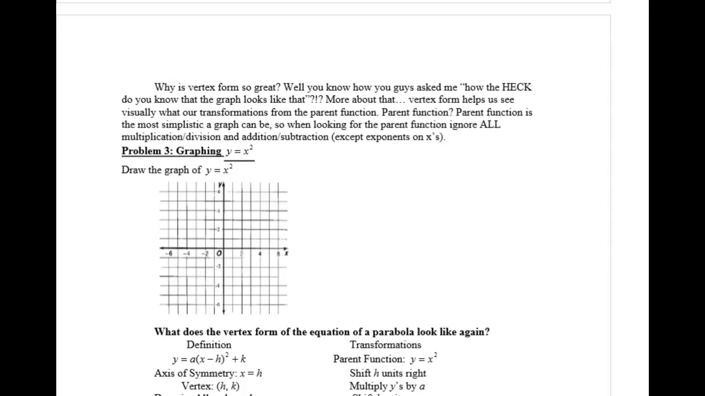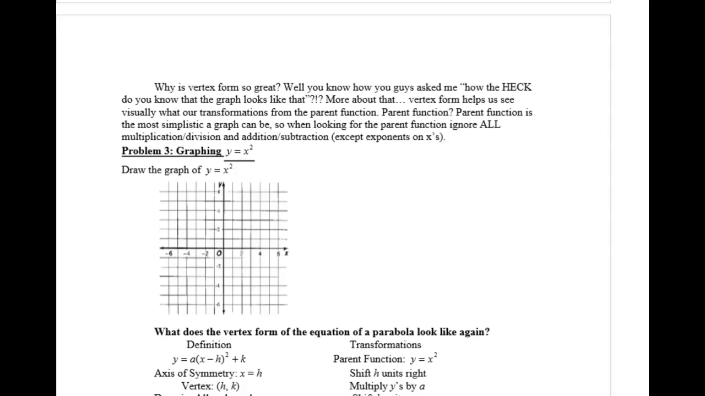What the heck is a parent function? A parent function is the most simplistic a graph can be. So when we're looking at a parent function, we ignore all multiplication, all division, all subtraction, and all addition, except exponents on your axis. Alright, so looking at this, I need to draw a graph of y equals x squared.